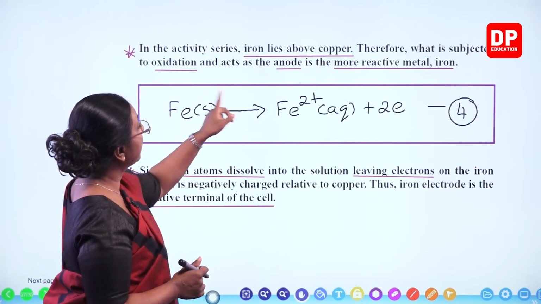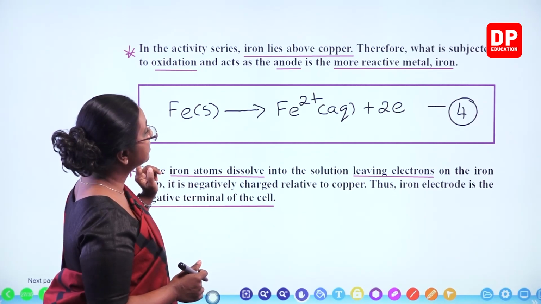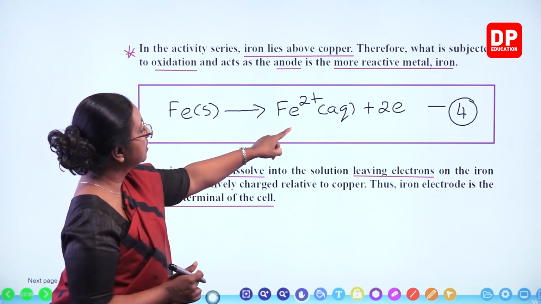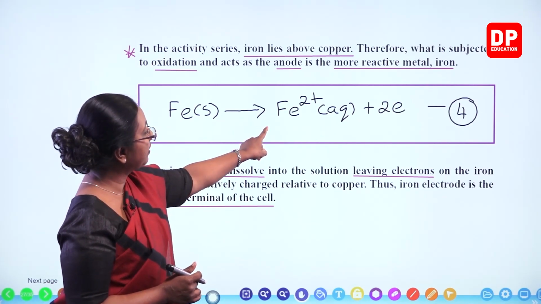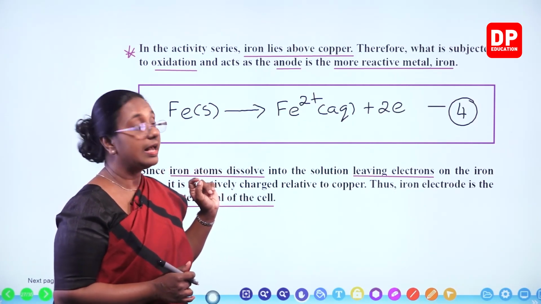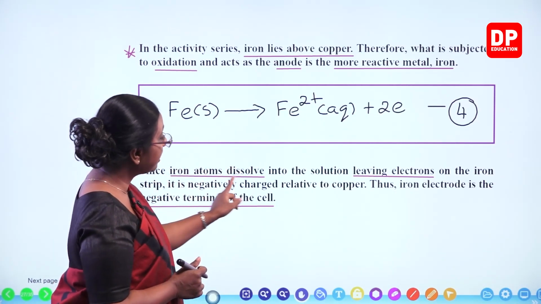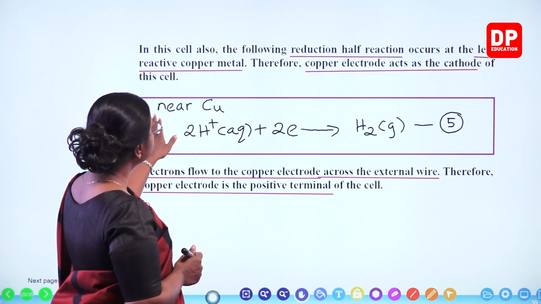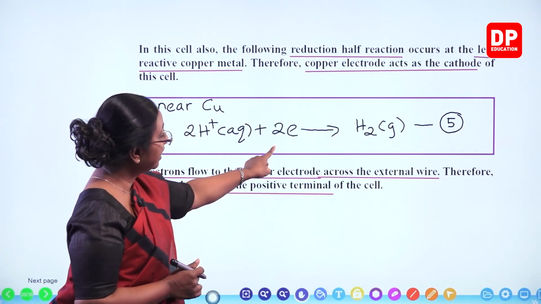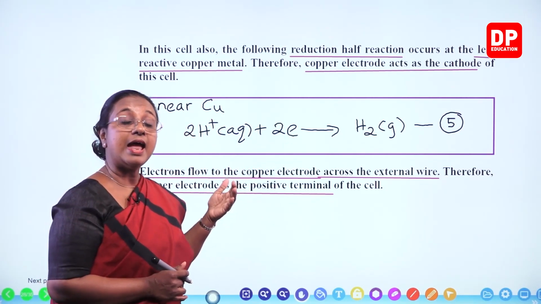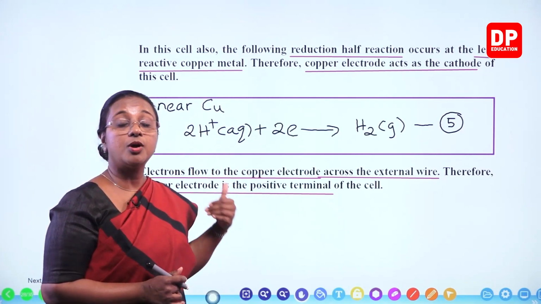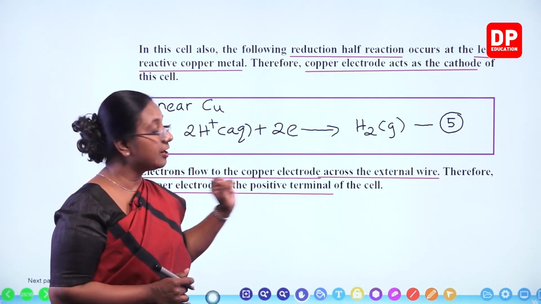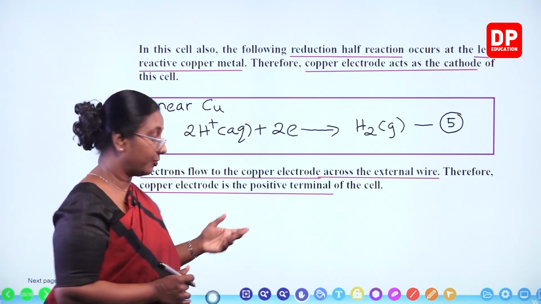The oxidation and anode is the more reactive metal, iron. So here Fe solid dissolves or undergoes oxidation, that is forming Fe2 plus aqueous and releasing electrons. Because the electrons are left on the electrode, it becomes negatively charged. Then we saw that near the copper, H plus ions get reduced to form H2 gas. And because electrons are taken from copper, copper becomes positively charged and it is the cathode. So positive terminal of the cell and it is the cathode.